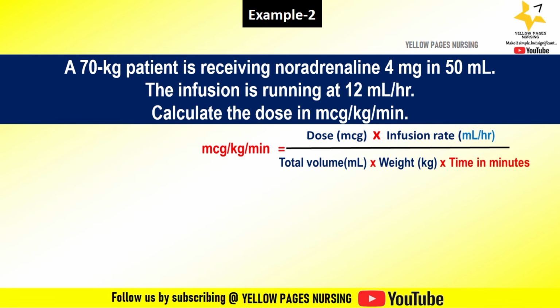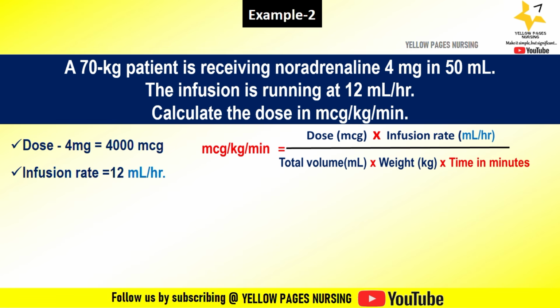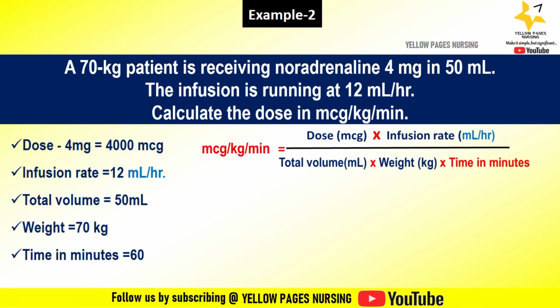As per the question, the dose of noradrenaline here is 4 milligram. In order to convert this into microgram, we are multiplying 4 into 1000, which gives 4000 microgram. And the infusion rate of noradrenaline is 12 ml per hour. The total volume to be infused is 50 ml. Weight of the patient is 70 kilogram and time in minutes will be 60.